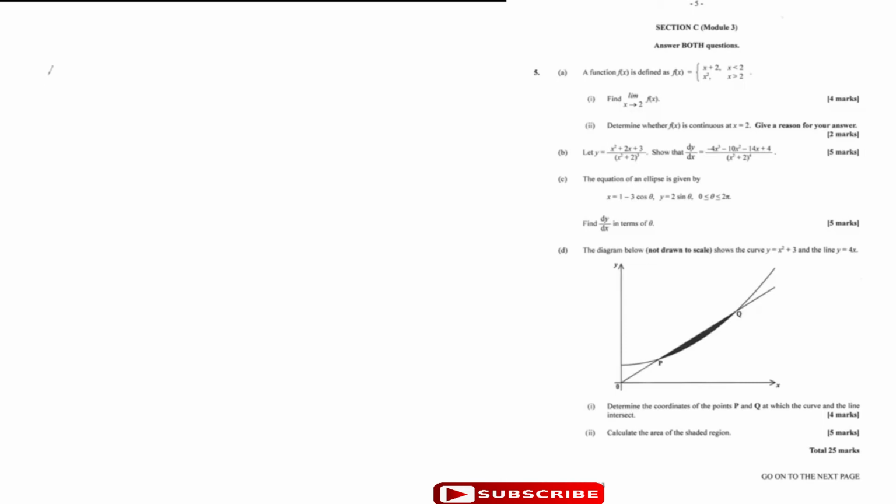So we have y is equal to x squared plus 3 and y is equal to 4x. So if y is equal to x squared plus 3 and y is equal to 4x, then that implies that 4x must be equal to x squared plus 3. And if 4x is equal to x squared plus 3, then that implies that x squared minus 4x plus 3 equals 0.